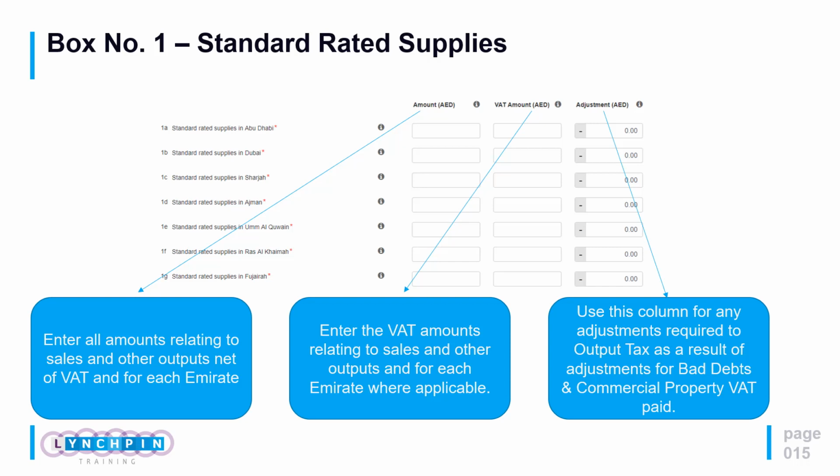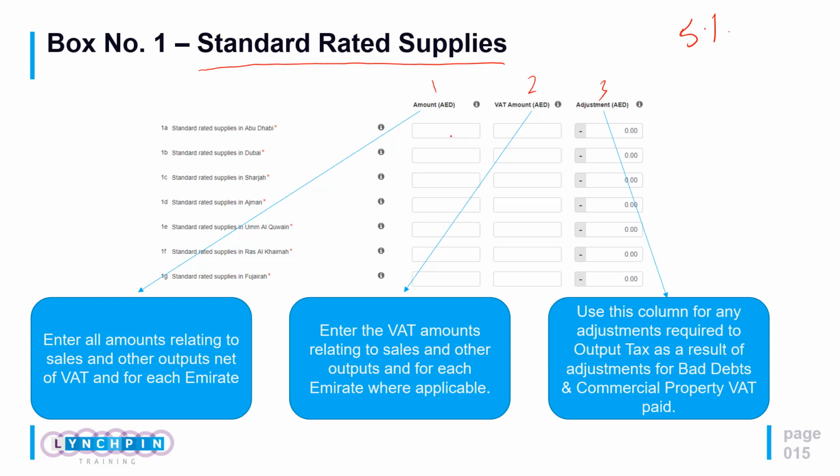All important one which normally every business would be having it. Box 1 is for your standard rated supplies. Make sure it is a supply on which you have charged 5% VAT. You can see there are three columns here, 1, 2 and 3. The first one is the amount.